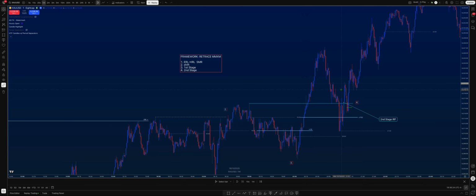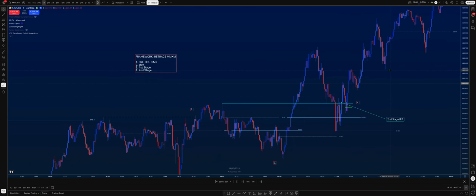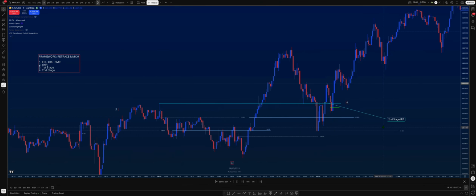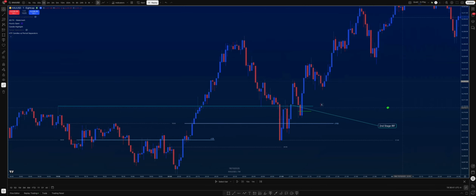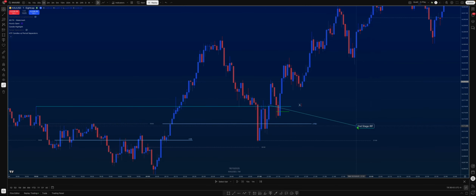However, you want to identify when the fractal that you're in is part of a higher time frame second stage market maker model, and then you can actually start using even more fractal entries, as well as, for example, we have second stage here, but also internally you have this market structure shift right here. And this is a trade I did take.